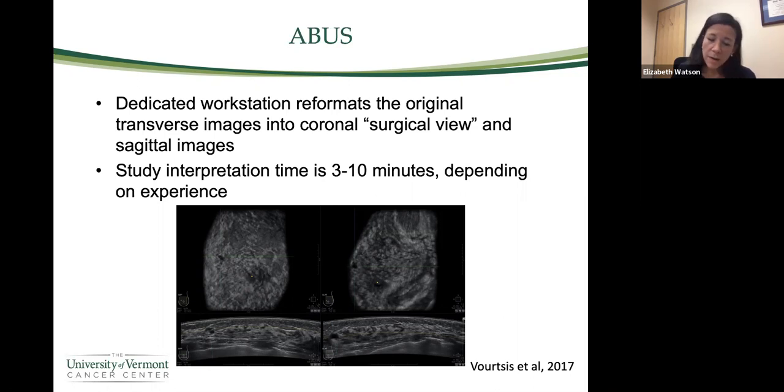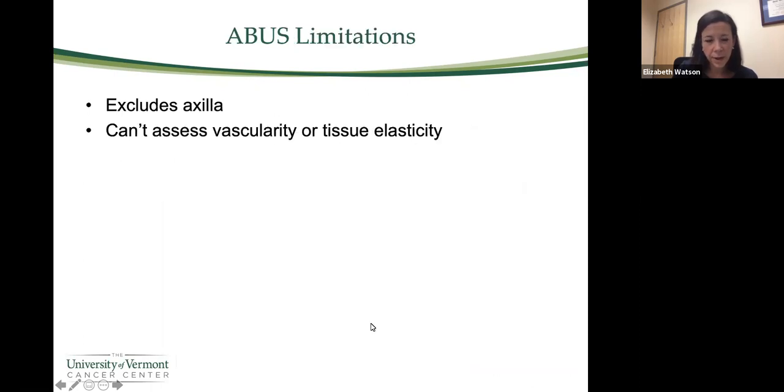It takes anywhere from 3 to 10 minutes to review these studies, although I can tell from personal experience that that can range quite a bit based on how familiar the radiologist is with automated breast ultrasound, and can actually take quite a bit more time than that. But it's a really wonderful technology that we have started to employ here at our breast center.